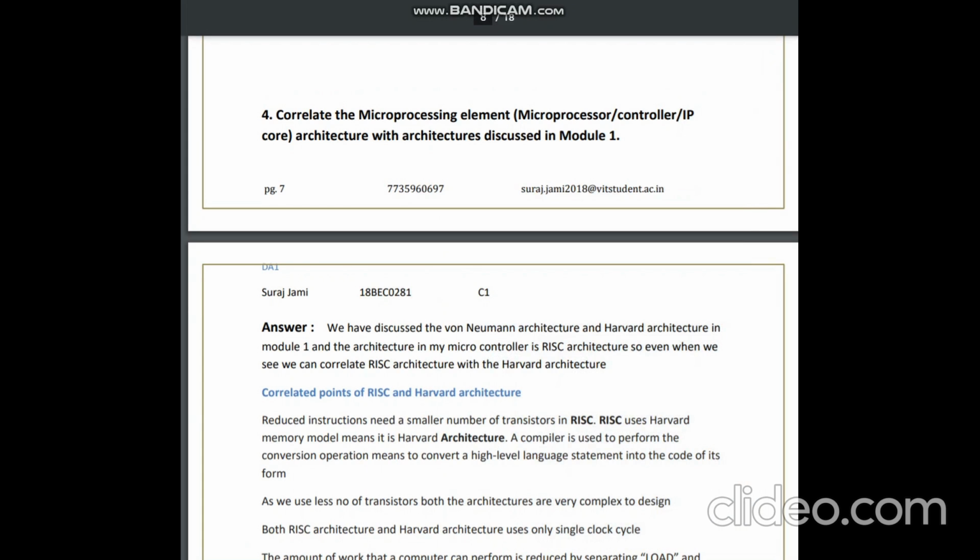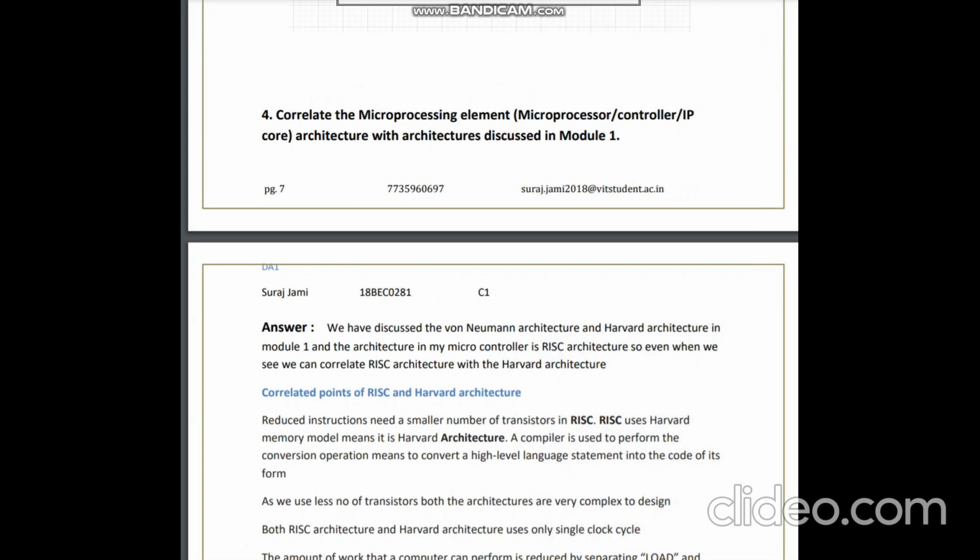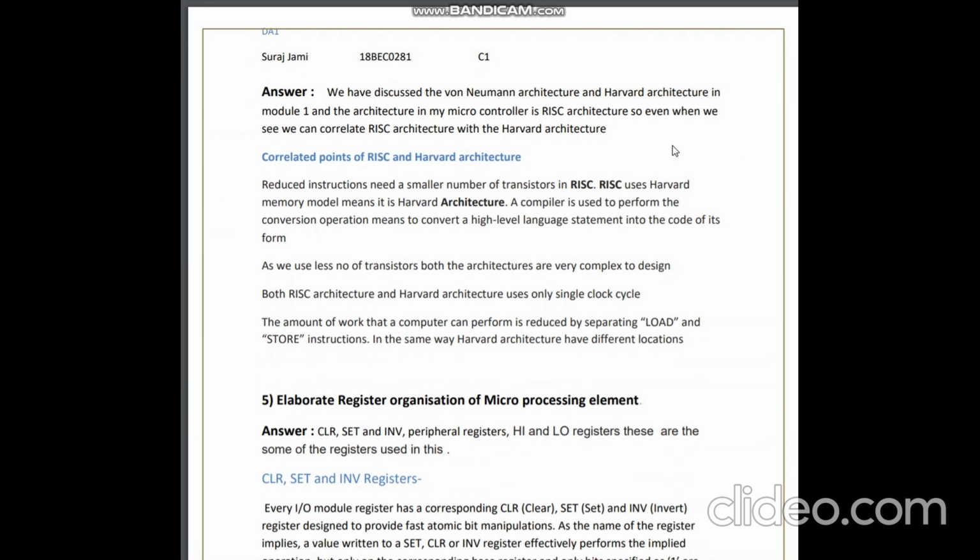Correlate the microprocessing element architectures with the architectures discussed in module 1. In module 1, we discussed the von Neumann architecture and Harvard architecture, and the architecture in my microcontroller is RISC architecture. So we can correlate a RISC architecture with a Harvard architecture. What are the points we can correlate?